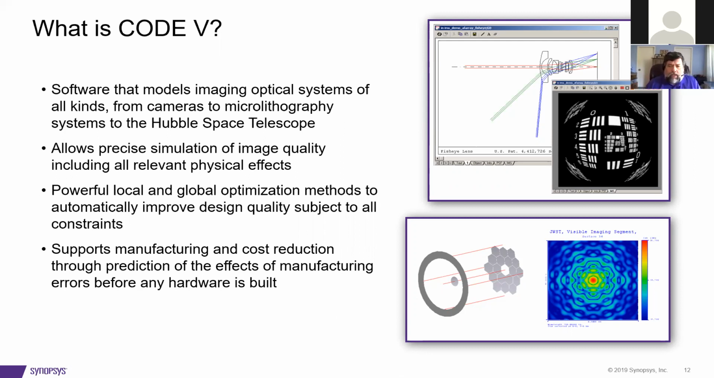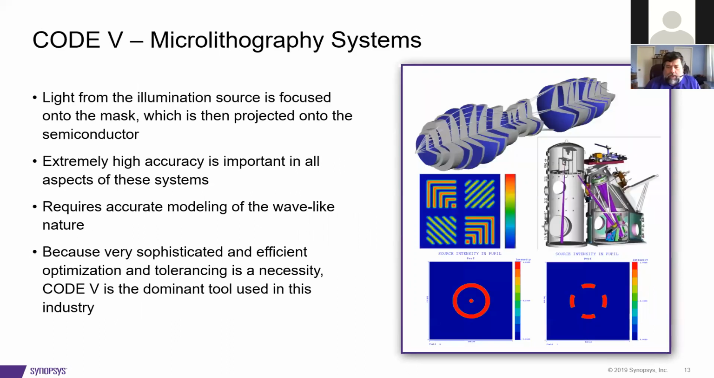A couple of the industries we're fairly well established in. Well, first of all, microlithography. We do a lot of business in the microlithography industry, a very precise industry. They have a lot of lenses. They need high accuracy. And we also need modeling some of the wave-like nature of light, and it's fairly sophisticated. So we've got a lot of tools for this sort of application. We've been in this industry for quite a long time.